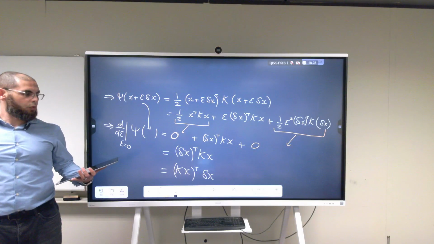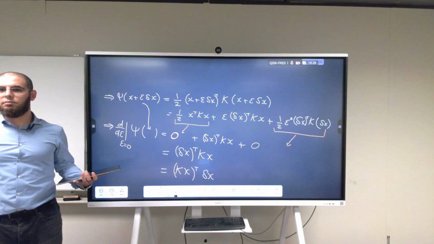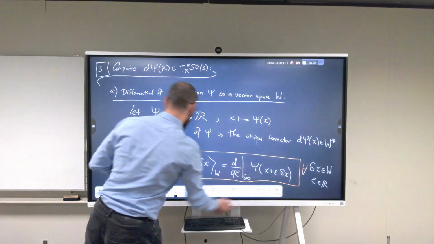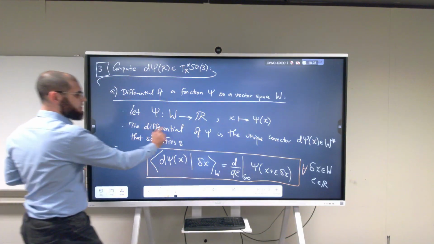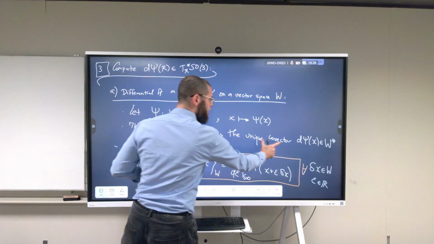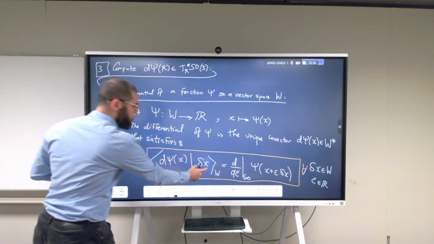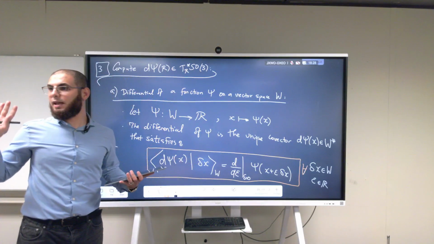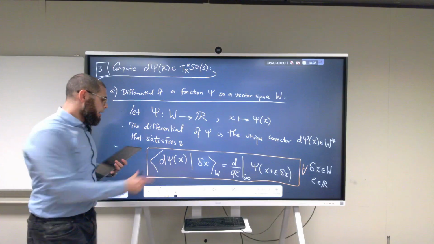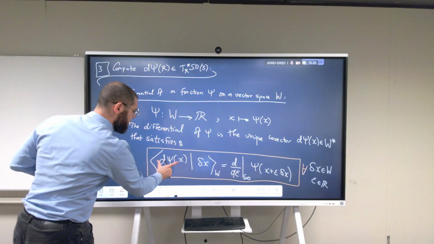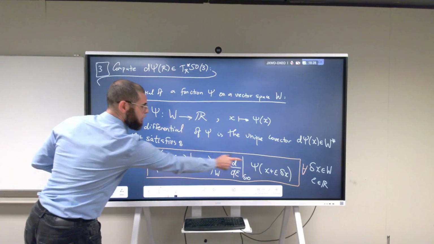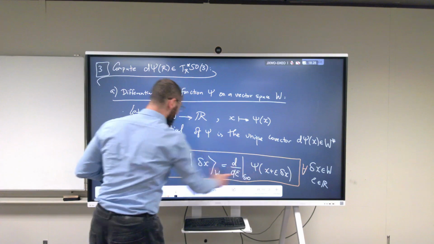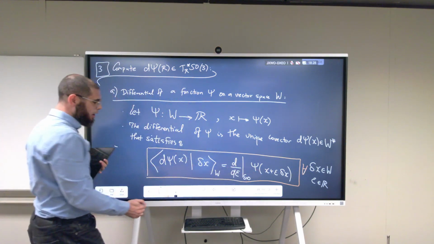Okay. What is the covector that we're looking for? What is this differential function? You see, the differential of the function is the unique covector that if you give it this arbitrary vector delta x, we do not specify what delta x is, it could be anything, and I pair it with this, I get this right-hand side. So we calculated the right-hand side now.